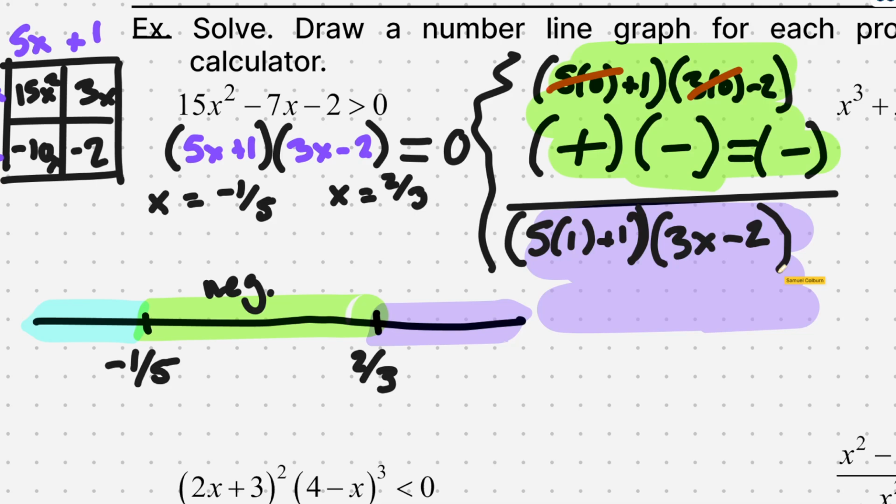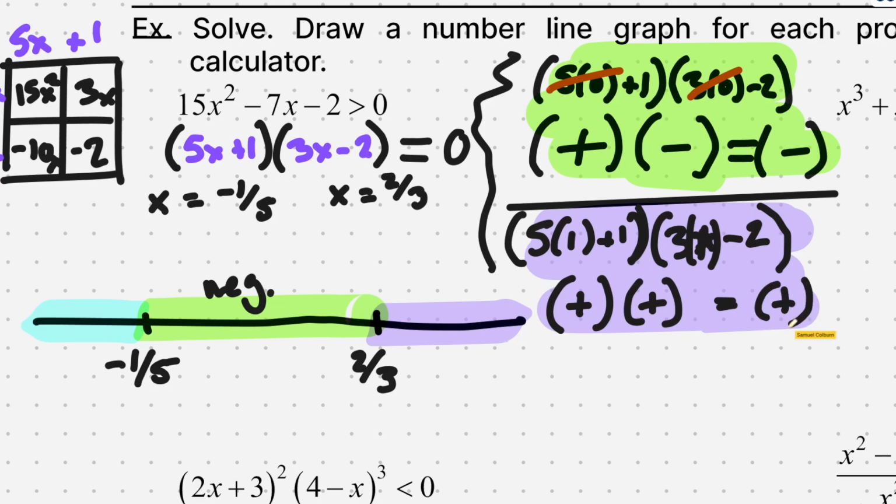Okay, 5 times 1 is positive, plus 1 is positive. 3 times, it should be a 1. 3 times 1 is 6 minus 2 is positive. Positive times a positive is positive. If I were to plug in on the left, I would probably pick -1. Nice, easy number.